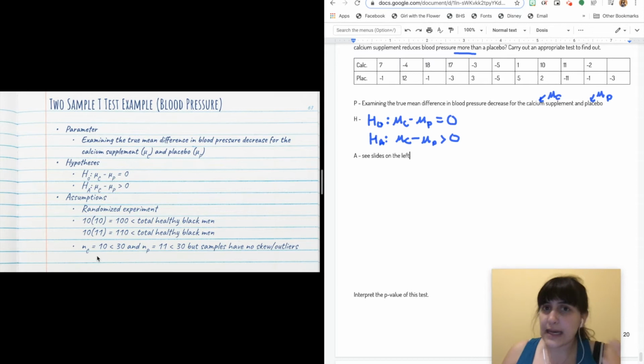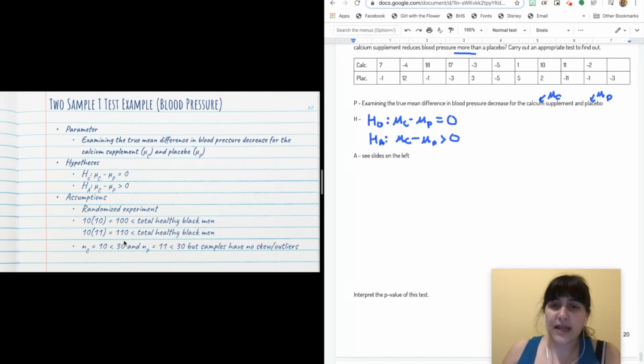And my last condition that I need to check is success fail. So that's, is the population normal? Is the sample size big enough? Are there no crazy outliers or skew? Both of these sample sizes are definitely less than 30. The calcium one is 10. There's 10 people in that group. The placebo one is 11. You're not checking this against the total number of people in the study. It's for each group, right? Because I want to make sure that each group has an okay number of people in it.